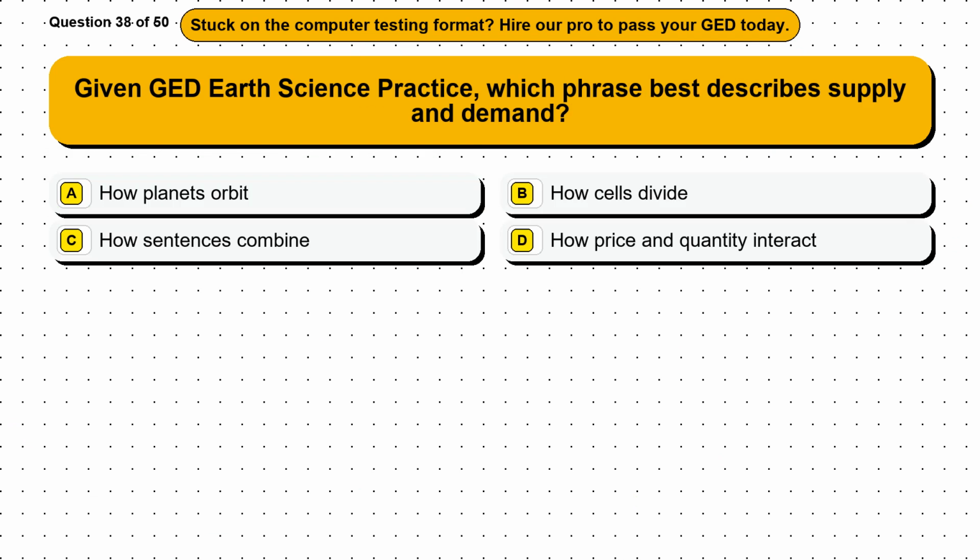Question 38. Given GED Earth Science Practice, which phrase best describes supply and demand? Option A. How planets orbit. Option B. How cells divide. Option C. How sentences combine. Option D. How price and quantity interact.